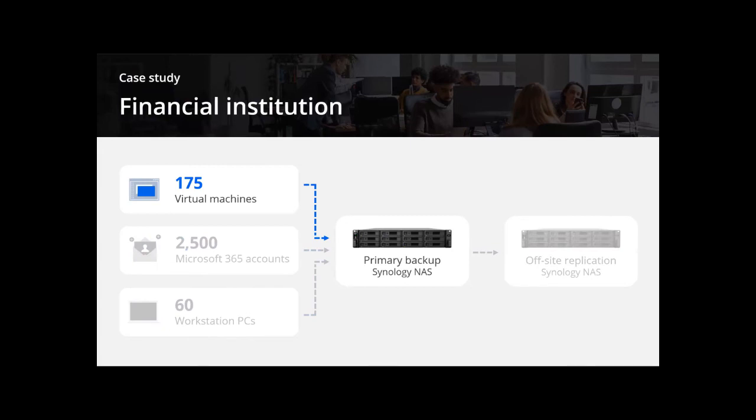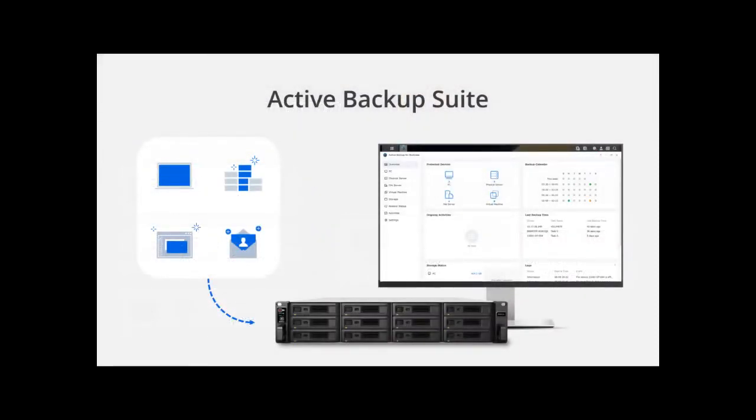So let's focus in a little bit on this primary on-premises backup for a moment, and specifically how they were able to back up their virtual machines. They accomplished this utilizing the Active Backup Suite, which is one of our pieces of first-party software available on, again, any business-class Synology device. All of your PCs, your file servers, your virtual machines, and your software as a service platforms such as Microsoft 365 or Google Workspace can be backed up centrally utilizing this suite all into one device.